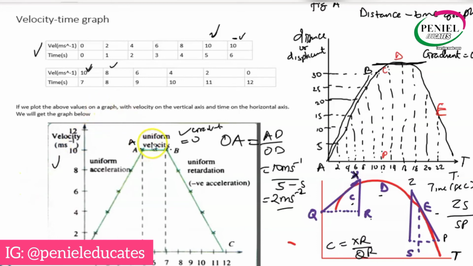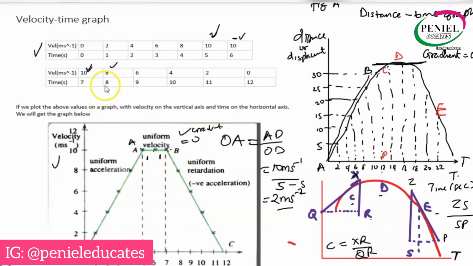Okay, for example, this is a uniform velocity. Equal distances are covered in equal time intervals. Now we can also define uniform deceleration, which means that the velocity decreases by equal amounts in equal time intervals, right?